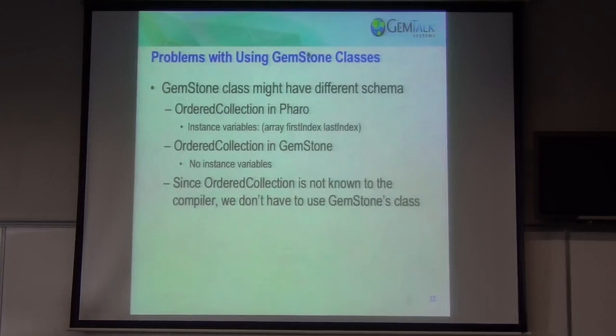So this gets us further, but there's still a few problems. GemStone classes might have a different schema. If you were to use only GemStone classes with the second method dictionary, you would run into problems with things like ordered collection, because the Pharo methods expect there to be array, first index, last index, and there isn't. So we can't use the GemStone ordered collection. But this isn't really a problem, since ordered collection is not one of the classes that's known to the VM.